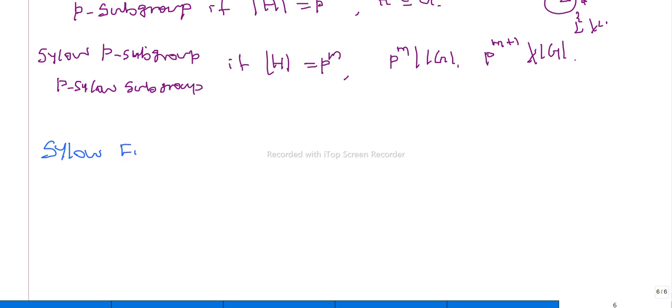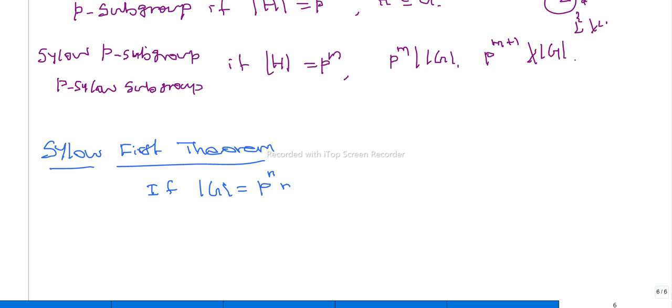Sylow's first theorem. Sylow's first theorem says, suppose you have a group of order p to the power n times m, but p does not divide m. That means n is the largest power of p. Simply saying, the GCD of p and m is 1. There is no common divisor. That is simply saying n is the largest power of p.